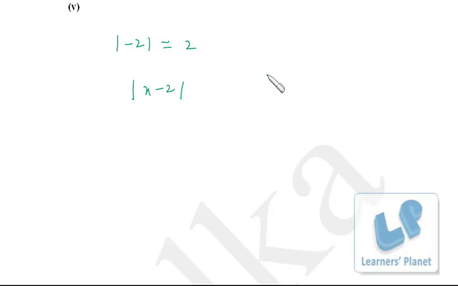Suppose modulus of x is less than 2, right? I just draw a number line. Now this is minus 2, this is 2, right? Now modulus of x is less than 2. That means x should be between minus 2 and 2.